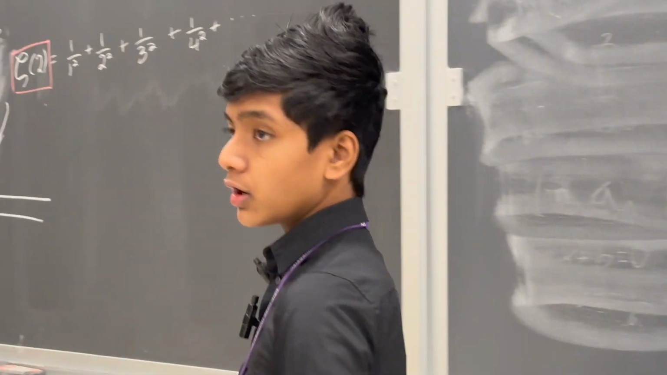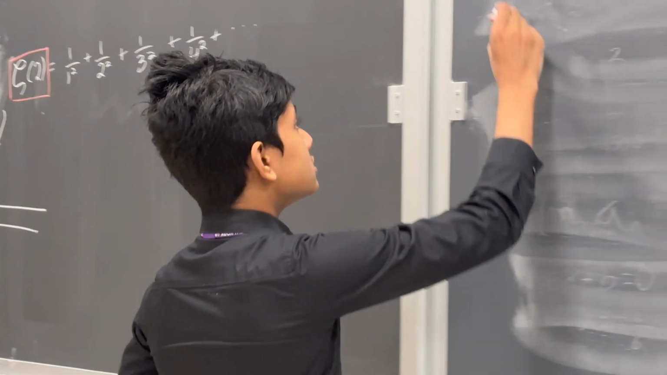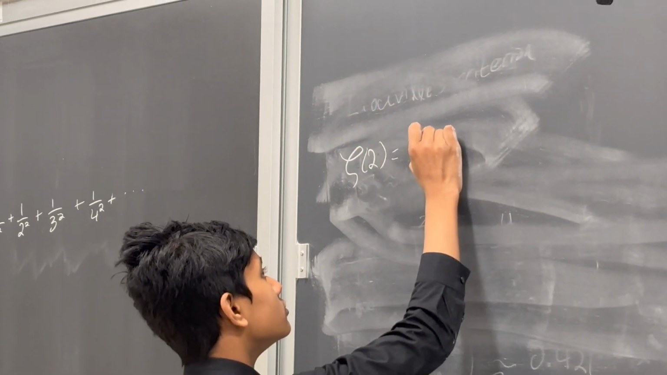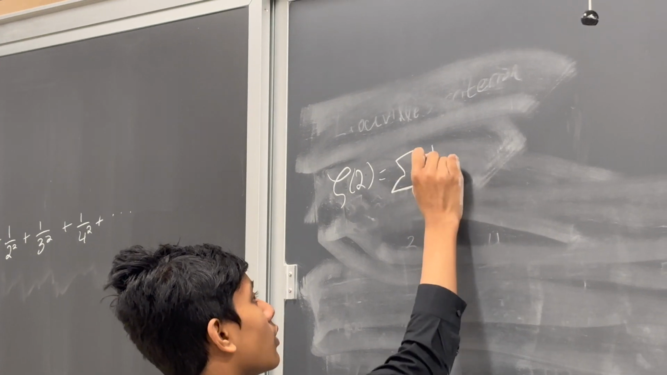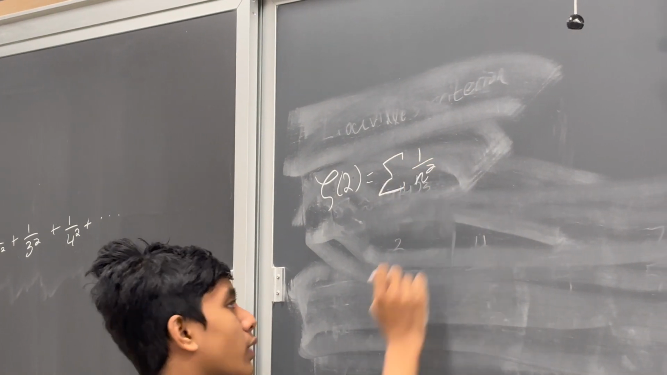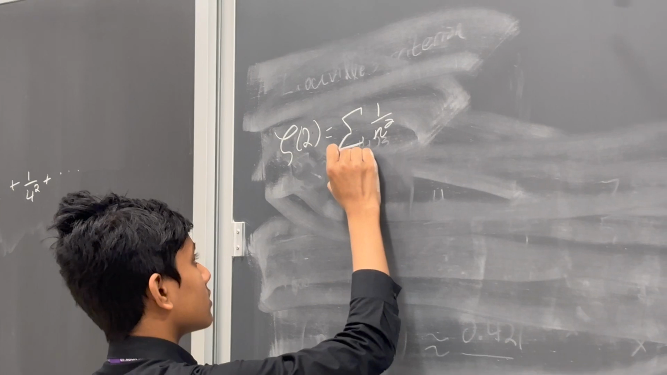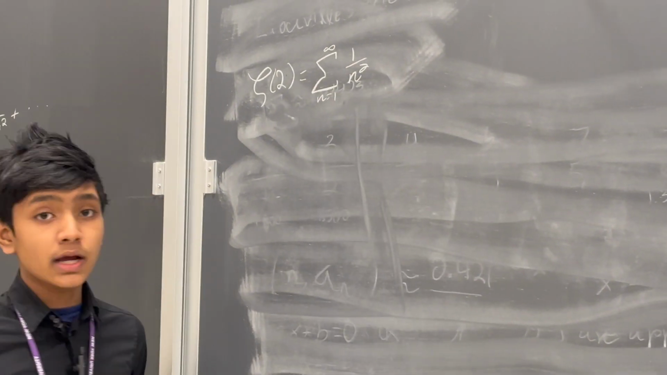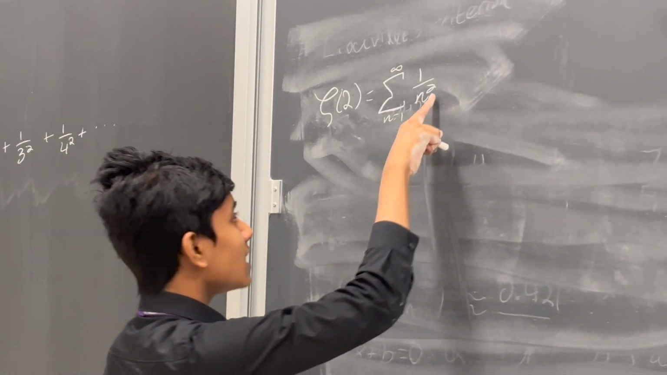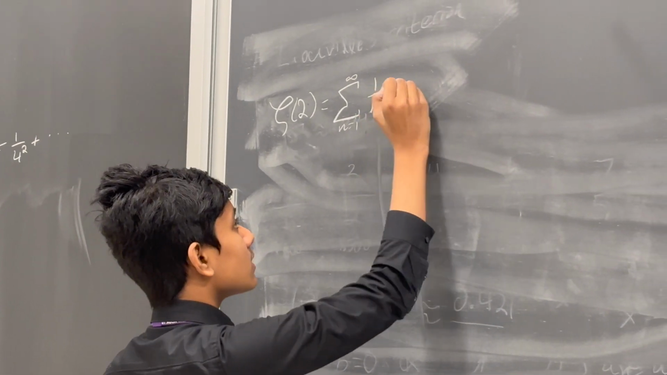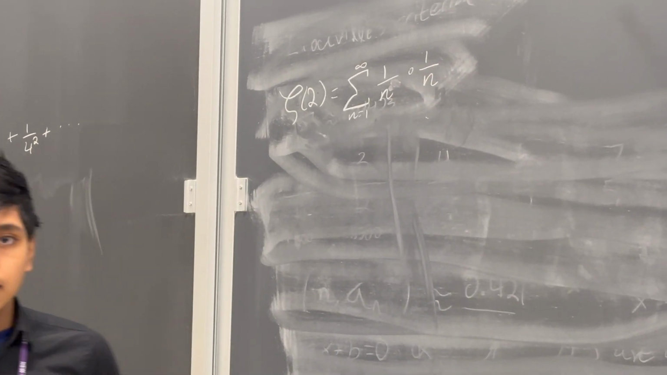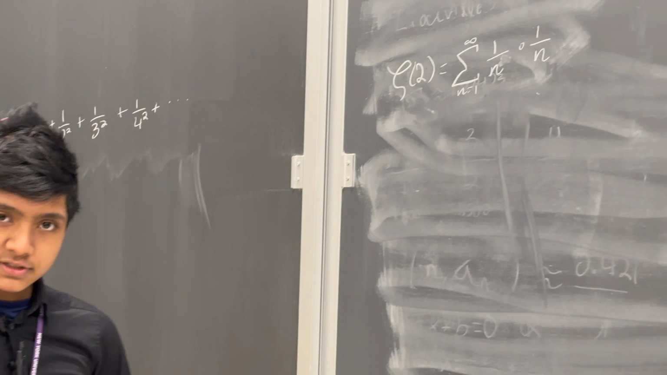Okay. So now, here's what we want to do. So we start with zeta of 2, right? The basics. This is equal to the sum of 1 over n squared. So now, here's what I'm going to do. I'm going to break this up into 1 over n times 1 over n. Right? So that's already pretty interesting.